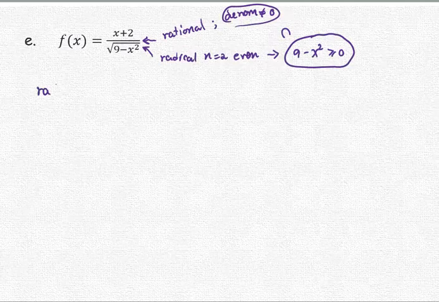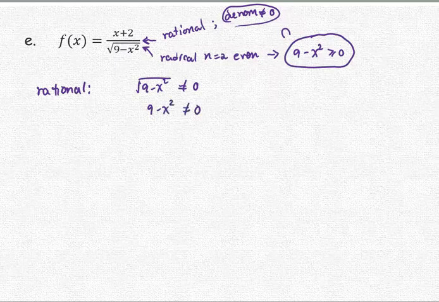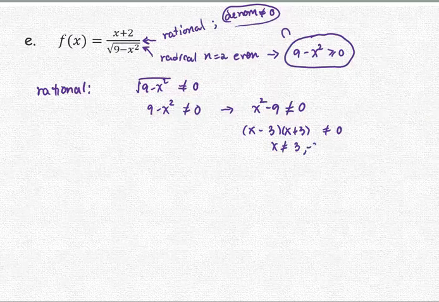For the rational restriction, the denominator cannot be 0. So we take the whole thing. The square root of 9 minus x squared cannot be 0, or 9 minus x squared cannot be 0. Now, we can do this as factoring, or you can do it in a quick way, but have to be careful about the sign. So I'm going to rewrite it as x squared minus 9 not equal to 0 because it's no change. And then factor it completely to be x minus 3 times x plus 3 not equal to 0. Or we can get x cannot be positive 3 and negative 3. So this will be from the first restriction.